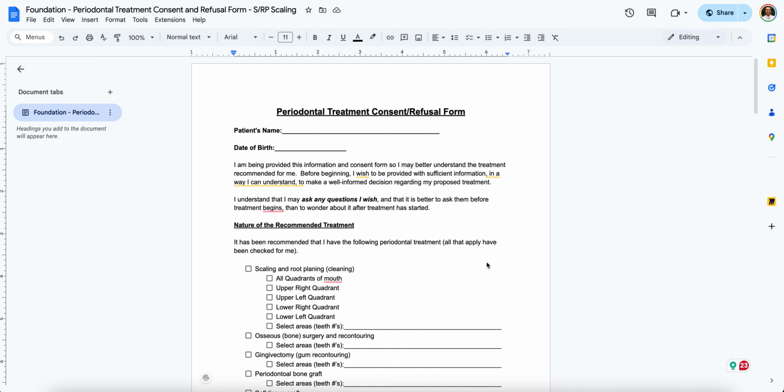Dr. Roy here. As we all know, navigating the world of periodontal therapy in the context of patients who refuse treatment can be troubling, challenging, and there's a lot of confusion that's out there. And what I wanted to do was to shed some light on it. We have our periodontal treatment consent and refusal form.